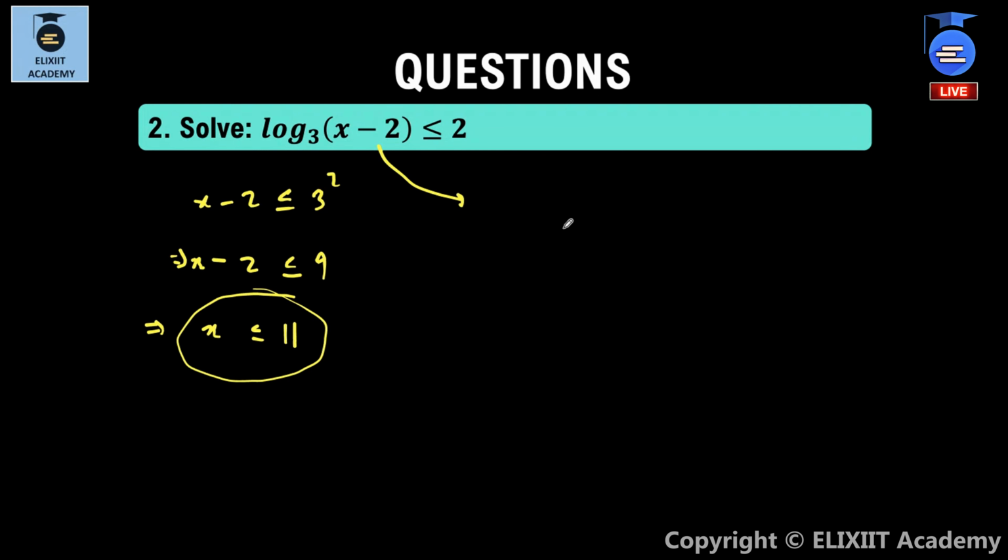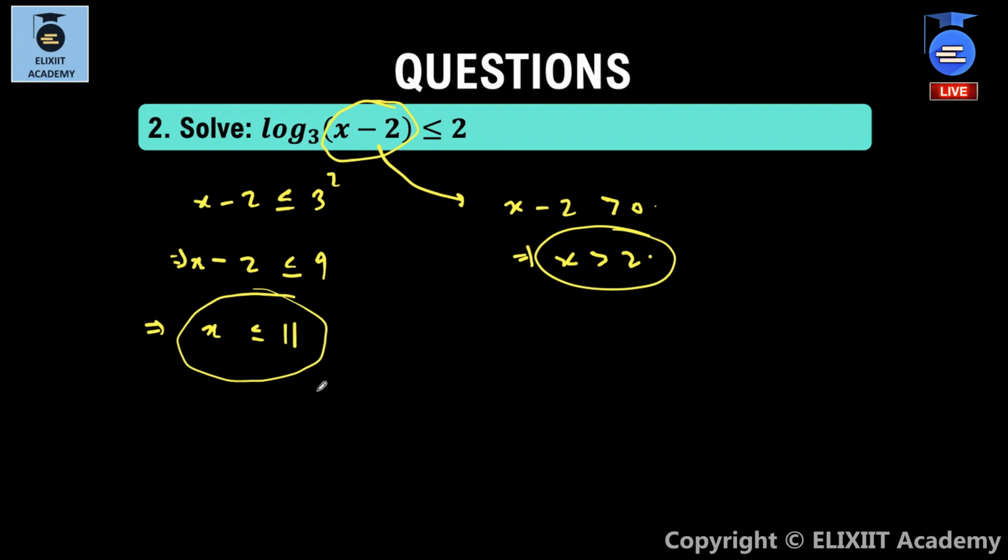Observe the domain of the function. I told you, in case of inequalities, observe the domain of the function. So for x minus 2, what is the domain basically? Whatever the function, for log of f(x), the values of x must be positive. So in the place of x, we have x minus 2. So x minus 2 must be greater than 0, so x must be greater than 2.